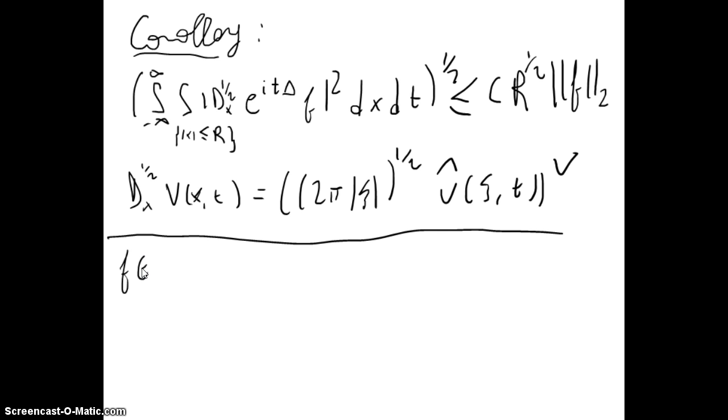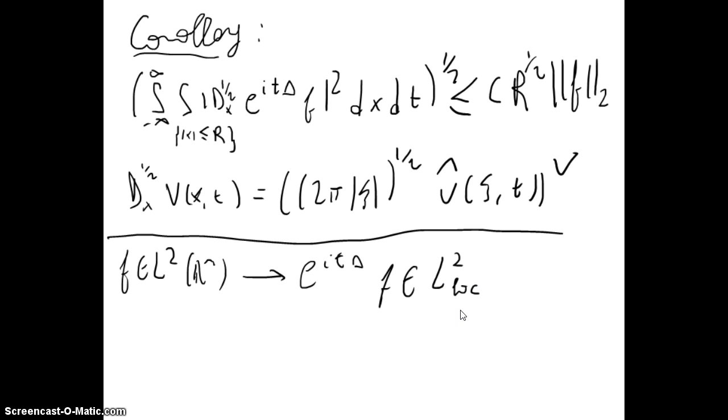From this corollary and some other properties that we already saw, if f is in L2, always in R^n, then e^{itΔ} f is going to be in L2 loc, and so using this we will have that e^{itΔ} f is going to be in H^{1/2} loc. We're improving a little bit for the half x. This is for almost every t real number.